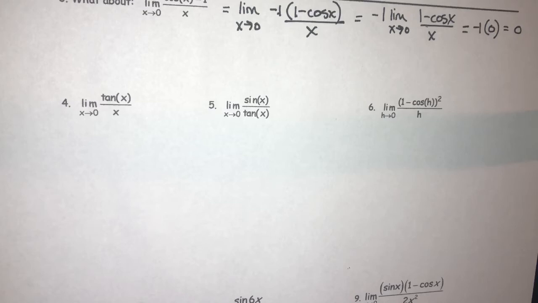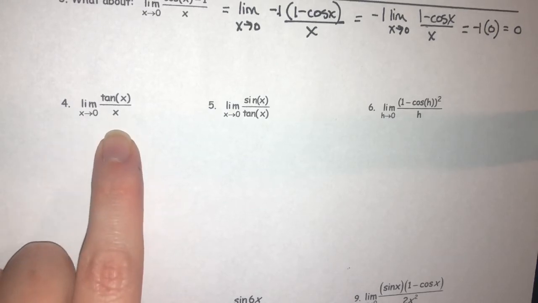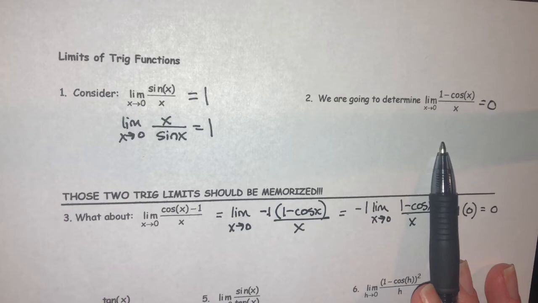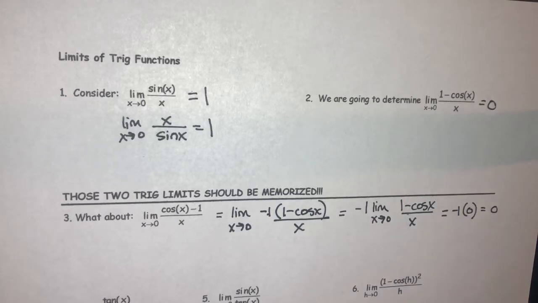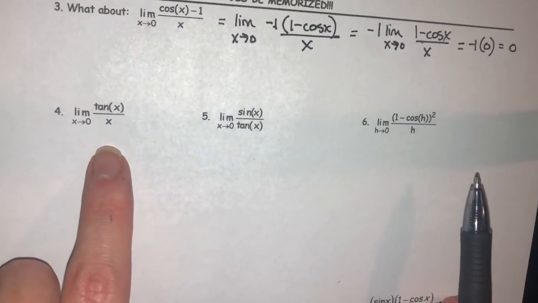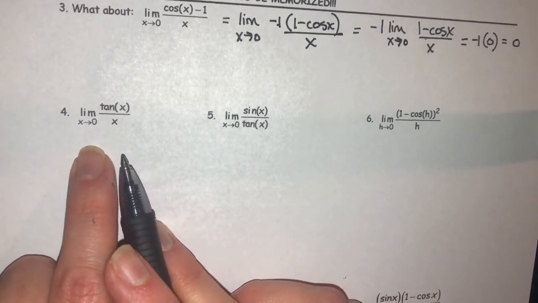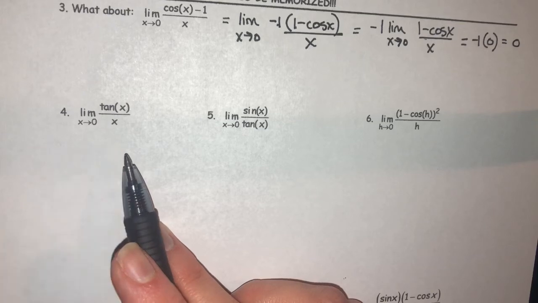Number 4, the limit as x approaches 0 of the tangent of x divided by x. Well, wait a minute. These are the two limits we're memorizing, and neither of them had a tangent in it, so how are these possibly going to help us with this one? Well, those were all about sines and cosines. This is just tangent, but we can rewrite tangent with sines and cosines, can't we?